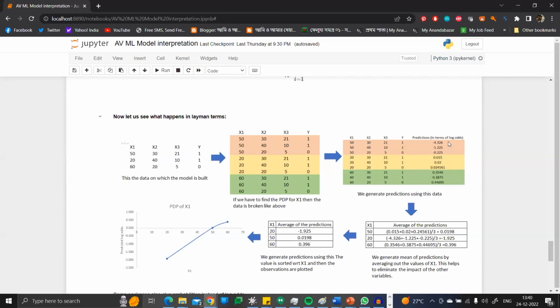Whenever we are getting the predictions in terms of these 3 lines, we are generating all possible outcomes of the model, keeping my first variable at the first value. Here we are trying to find out the change in terms of the other variables, X2 and X3. If X2 and X3 are changing, how will my model be impacted, keeping my X1 variable fixed at 50? And when we take the average, for 50, for 20, for 60, we are excluding the impact of X2 and X3 from here. That is what we are trying to do.